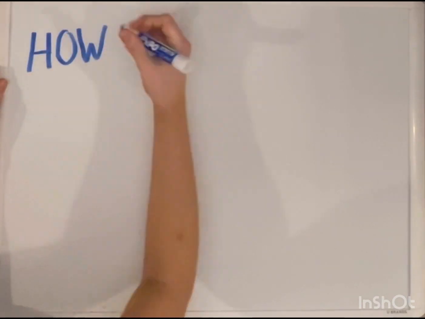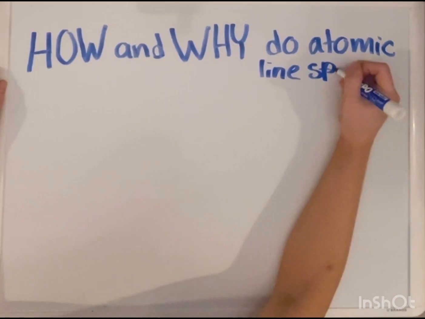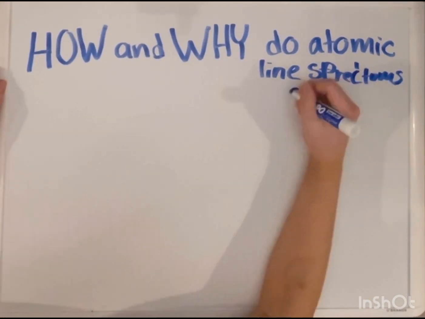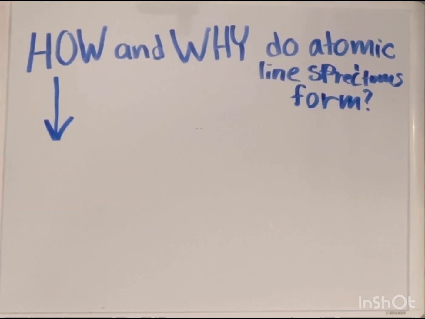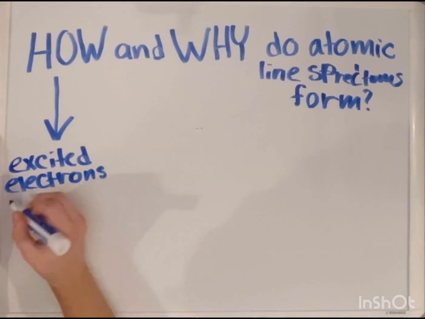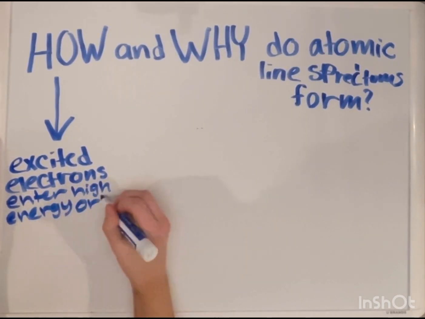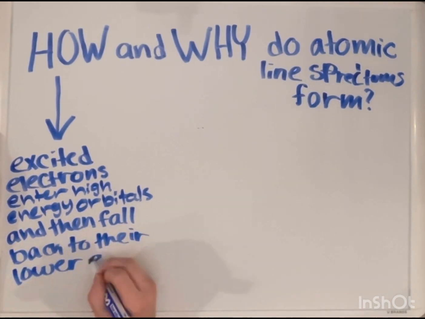So these atomic line spectrums are forming because excited electrons enter high energy orbitals and then fall back to their lower energy. And this gives off a photon of light of a specific wavelength, which was displayed in the last picture, which showed sodium's atomic line spectrum with its two yellow lines.